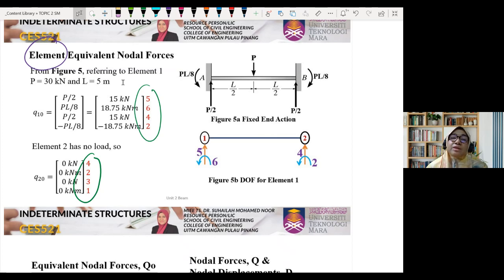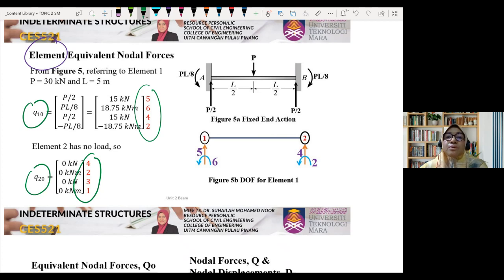Equivalent nodal forces, to differentiate from the nodal forces that you have learned in the truss structure. We use Q for nodal forces, but now we have equivalent nodal forces, so we use the symbol Q naught. So you can see that this is Q naught and Q naught, with numbering 1 and 2 representing member number 1 and member number 2, or element number 1 and element number 2.